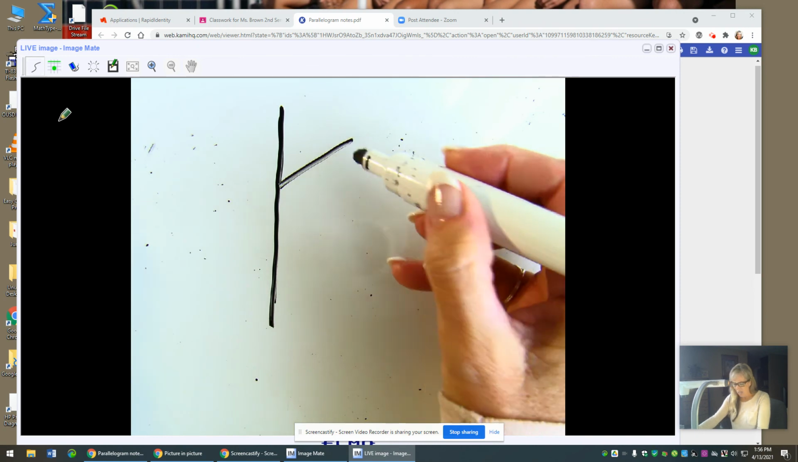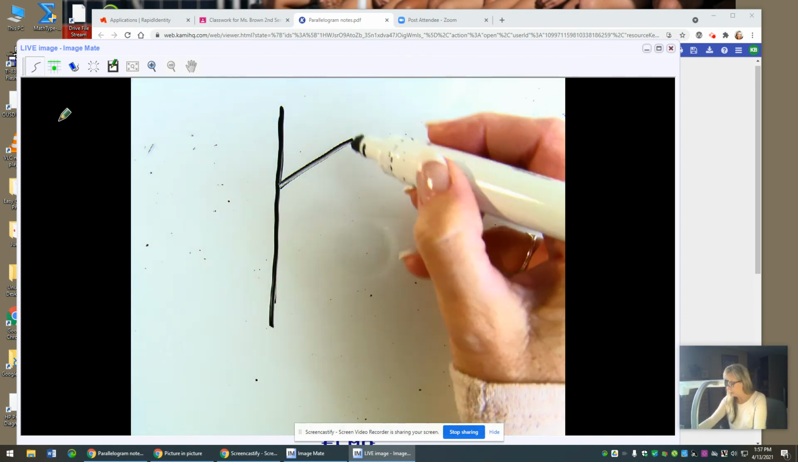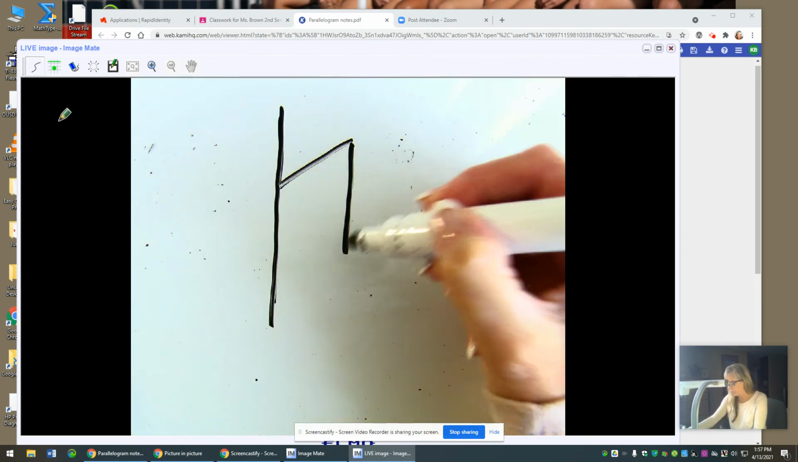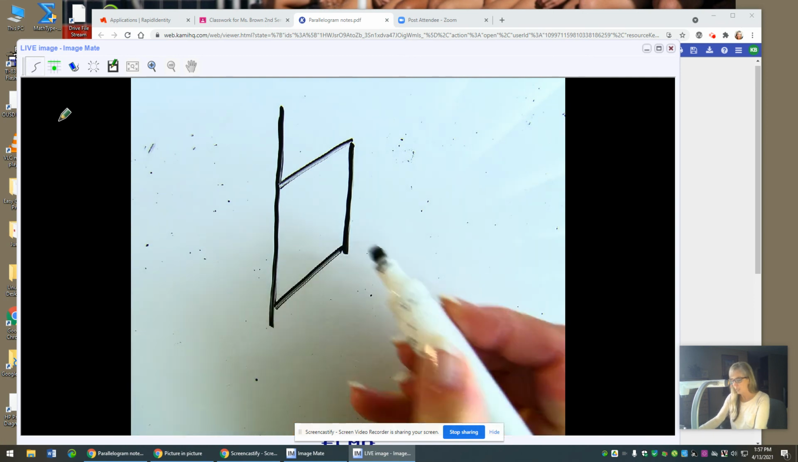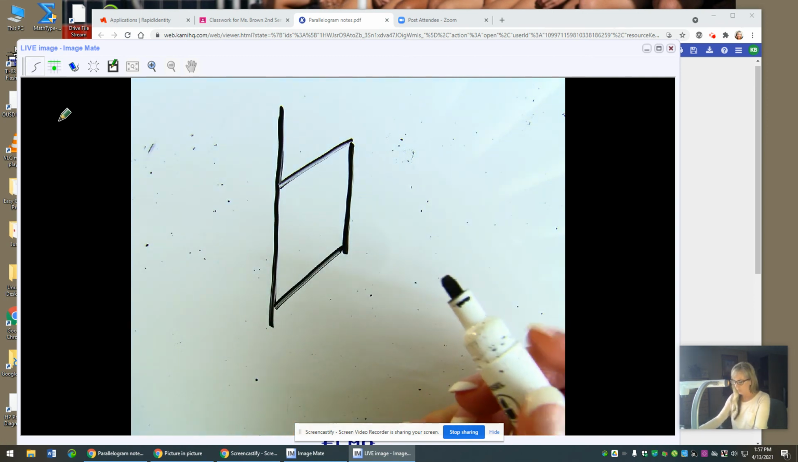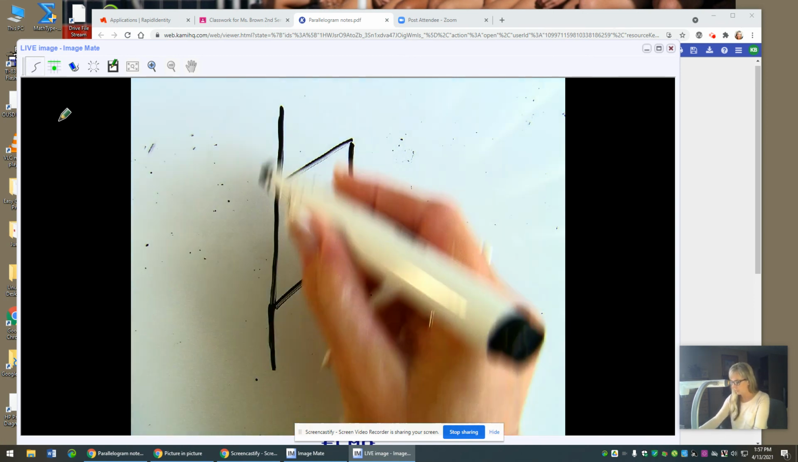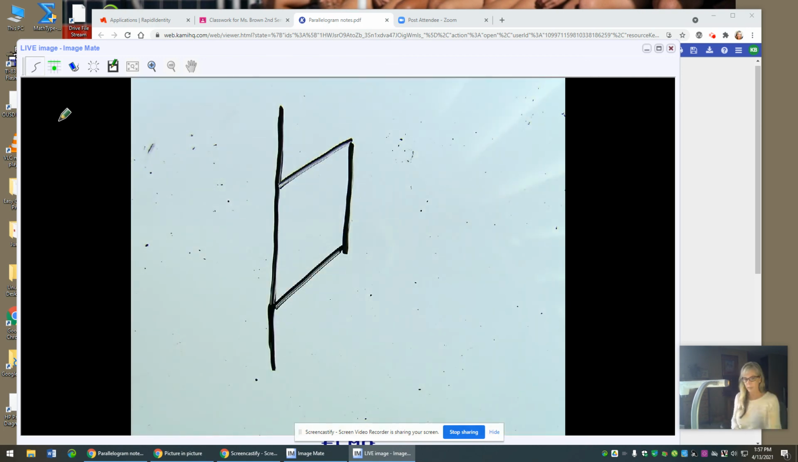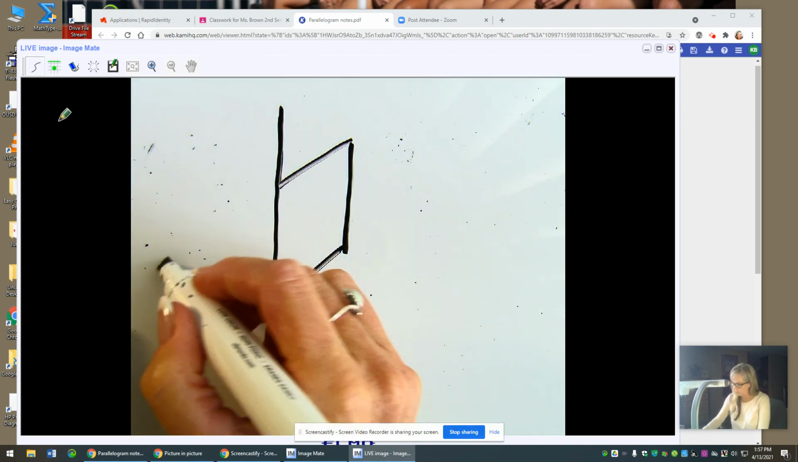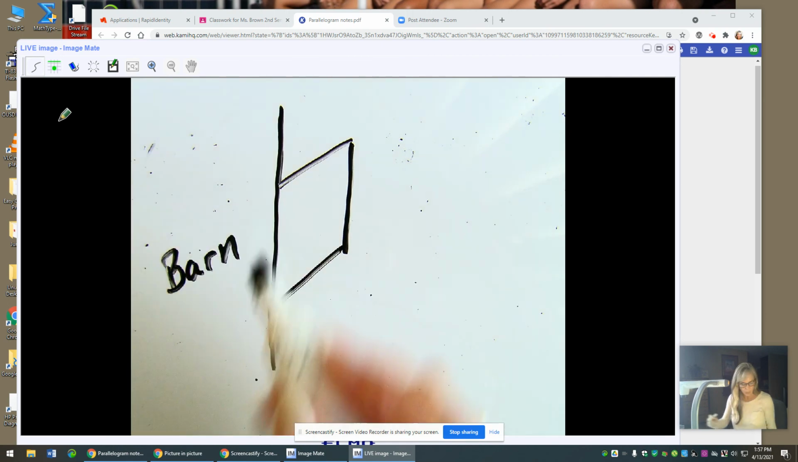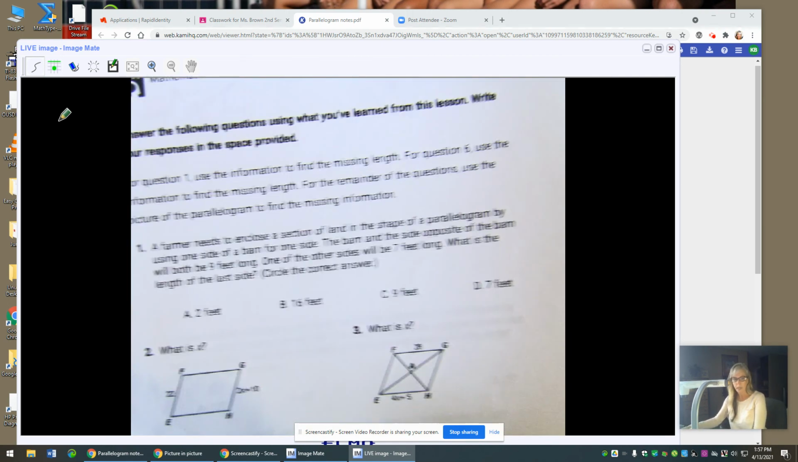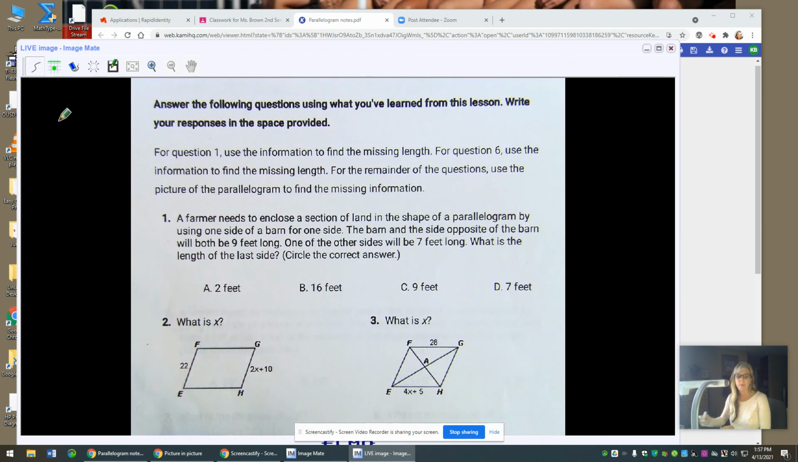And they want to enclose a section that's going to end up being a parallelogram, and one of the sides is the side of the barn. Okay, so that's kind of what they're talking about. This right here is the barn. All right, let's read on. Helps to see it, at least for me.